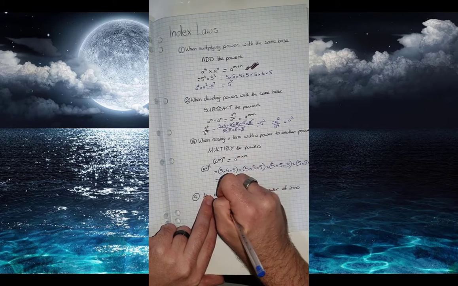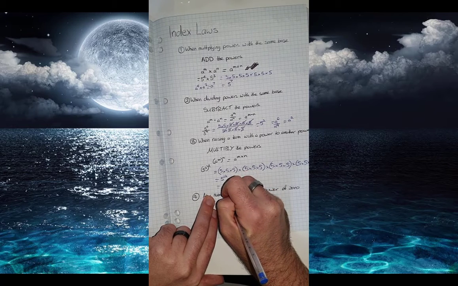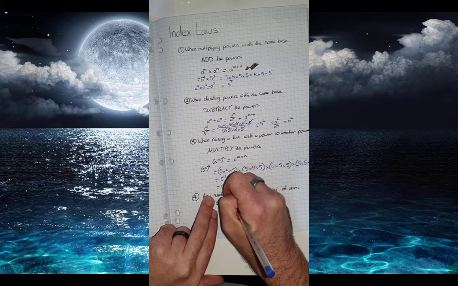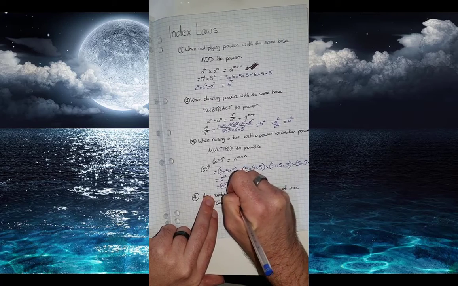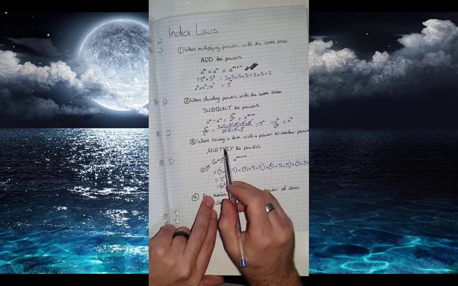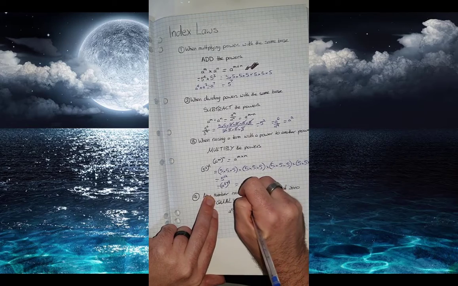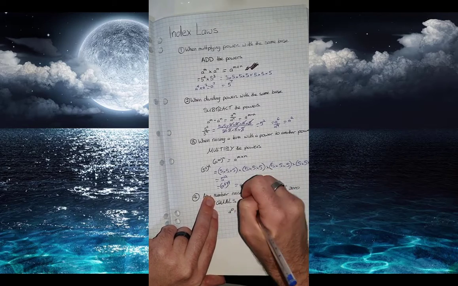Now, if we didn't know the base, we could write it out. a to the power of 3, brackets, to the power of 4. Now we know from this we multiply these two powers. a, 3 times 4 is 12.